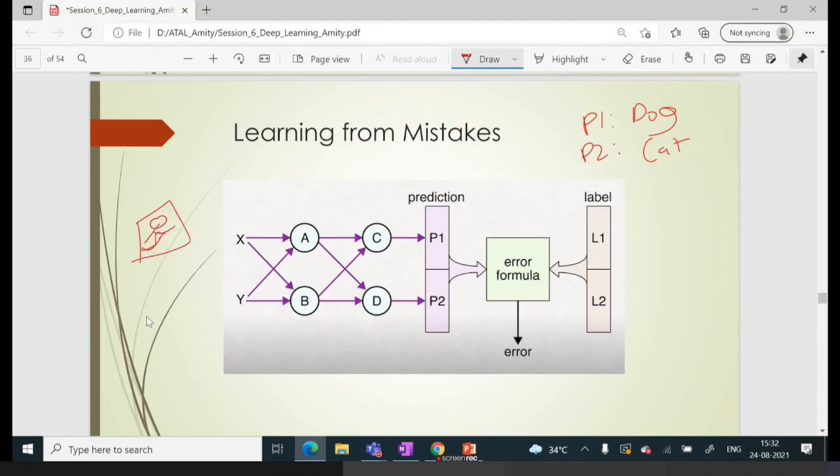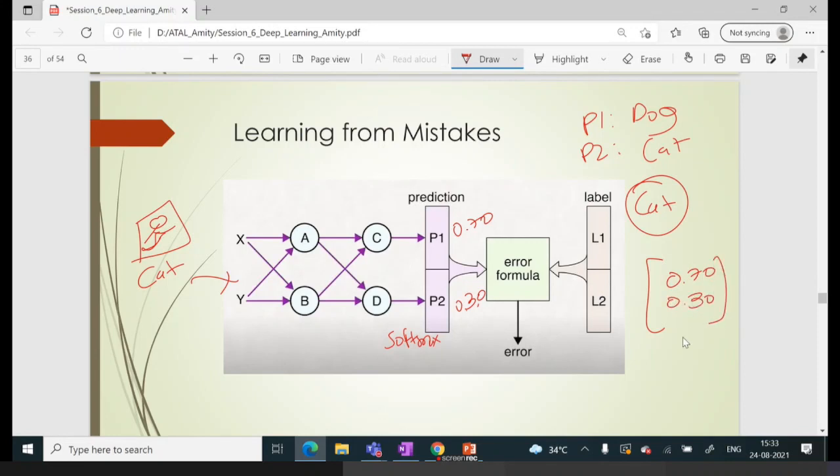Let's assume this is a cat. I supply one image of a cat, and your prediction is saying 70% dog and 30% cat. Let's assume I have used softmax so that I get this kind of probability distribution. But now the question is how to compare this 70% and 30% with my label. My label is cat only, and cat is just one dimension. How to get a vector like this? I have one vector corresponding to my answer, which is nothing but 0.70 and 0.30.